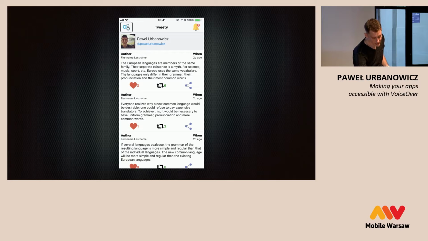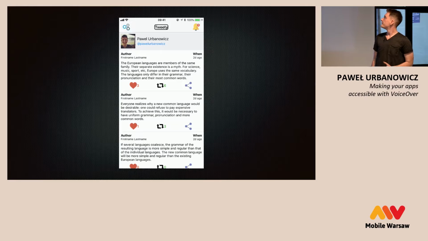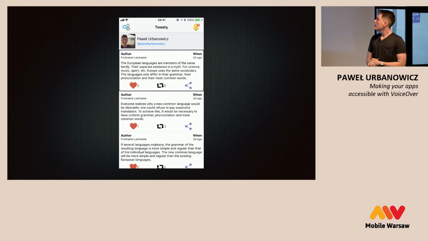So right now, this element reads: Settings button. Tweety heading. Notifications, one unread button. User profile, first name, last name, button. First name, last name, 2 days ago. The content of the tweet. It's pretty long. Pronunciation and their most common words. Button. Actions available.